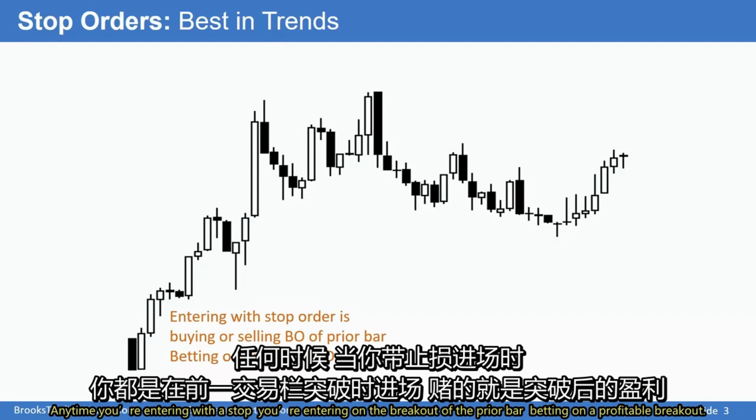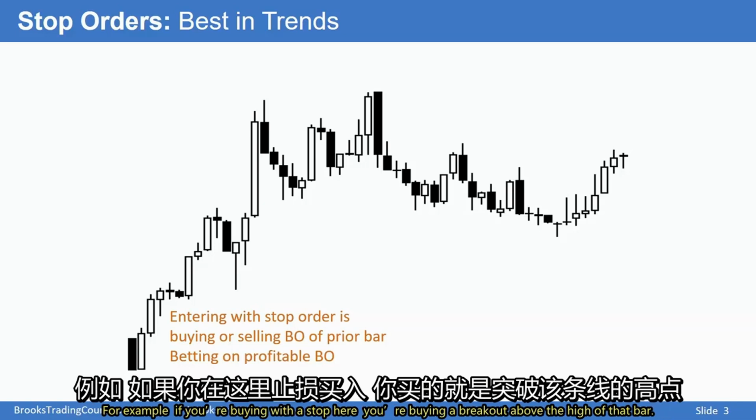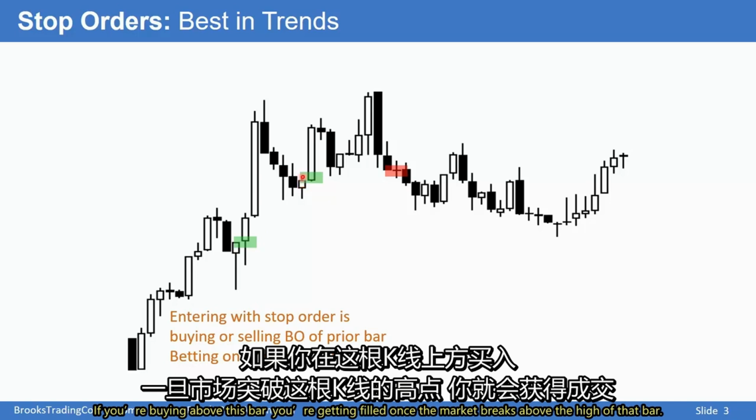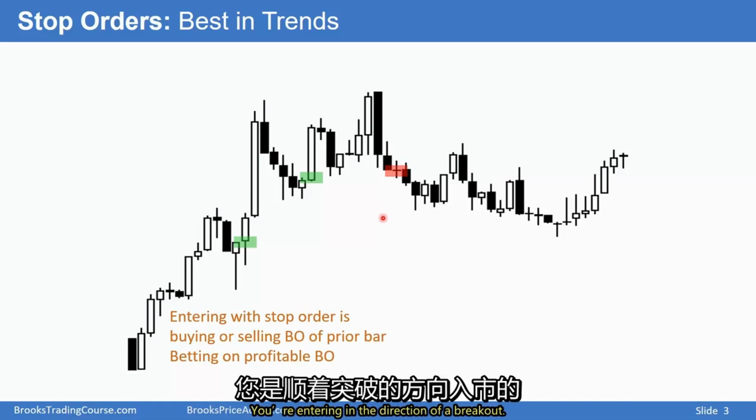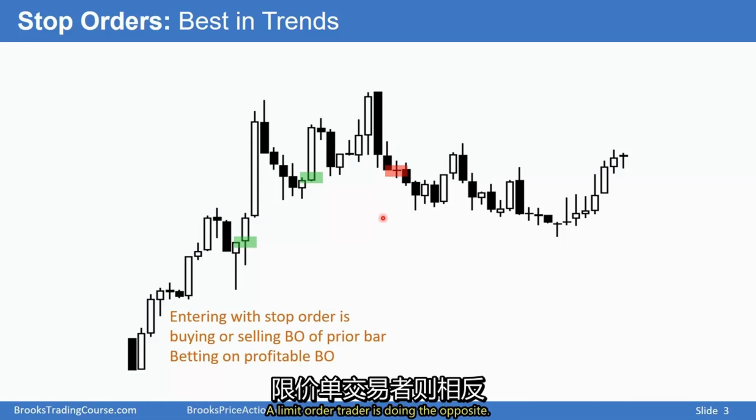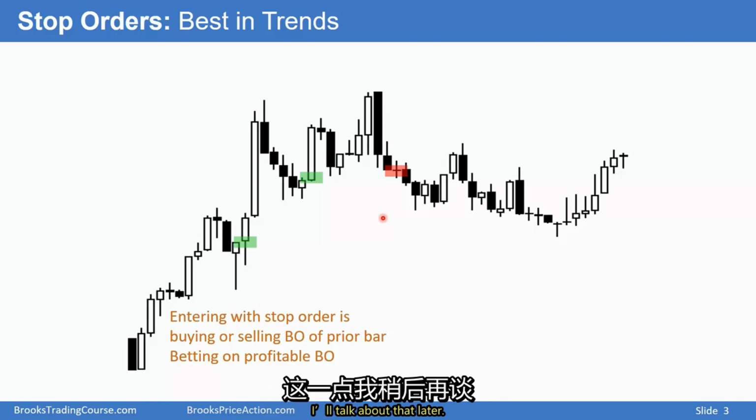Anytime you're entering with a stop, you're entering on the breakout of the prior bar, betting on a profitable breakout. For example, if you're buying with a stop here, you're buying a breakout above the high of that bar. If you're buying above this bar, you're getting filled once the market breaks above the high of that bar. If you're selling with a stop, for example, below the low of this bar, you get filled when the market breaks below the low of the bar. You're entering in the direction of a breakout. A limit order trader is doing the opposite. I'll talk about that later.